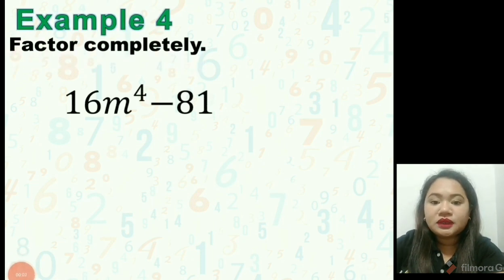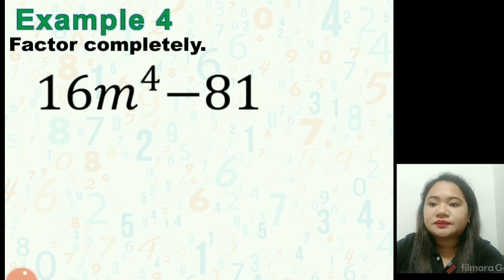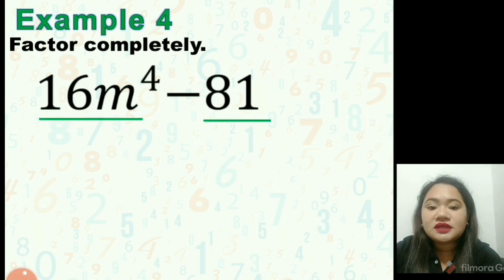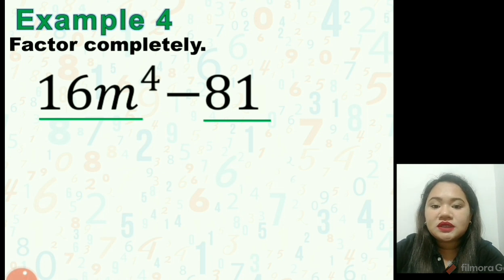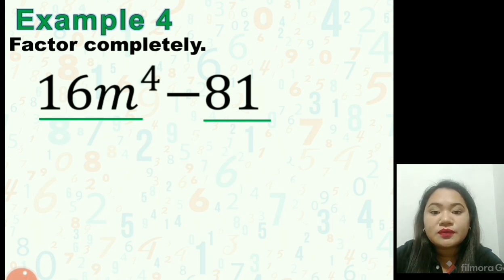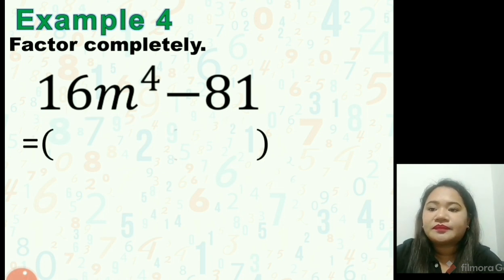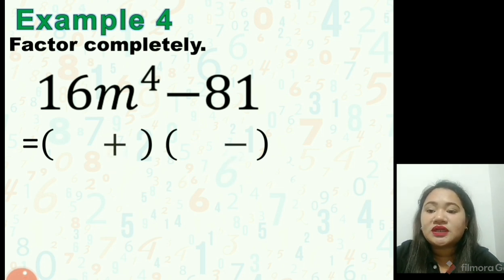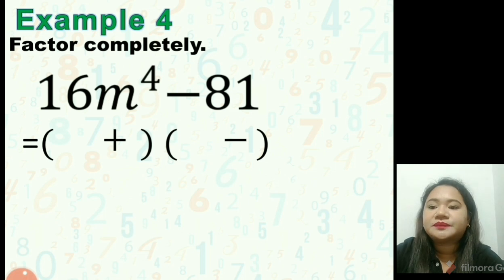Example number 4. 16m raised to 4 minus 81. So let's see if it is a difference of two squares. Yes, it is a difference. And 16m raised to 4 and 81 are perfect squares. So therefore, we can factor this. First, make two binomial factors. One is a sum and the other is a difference.